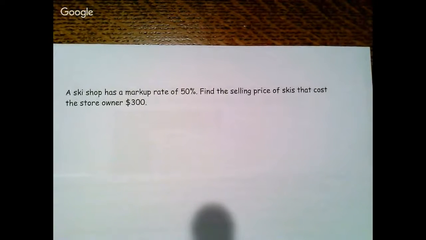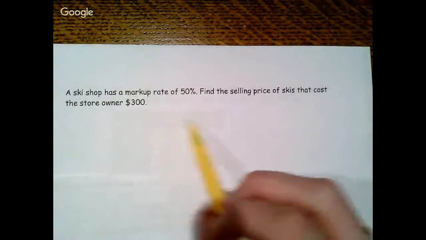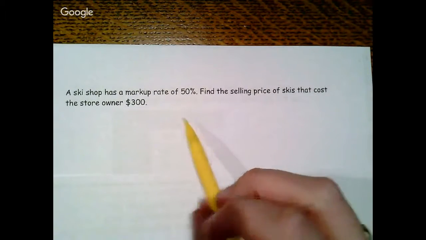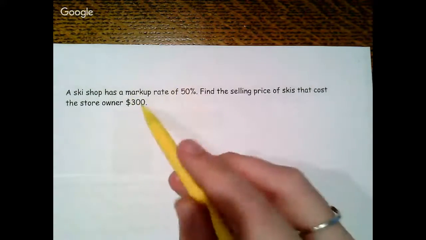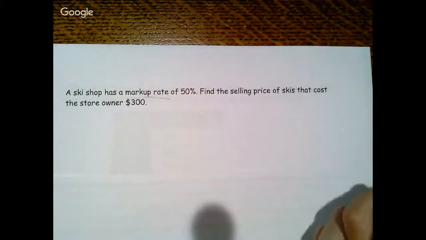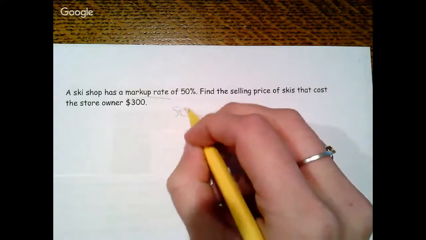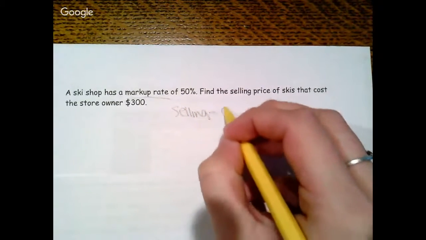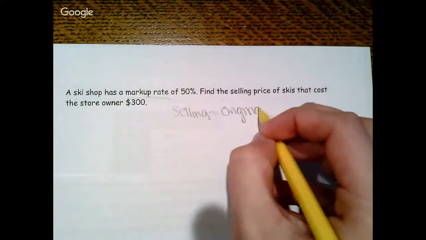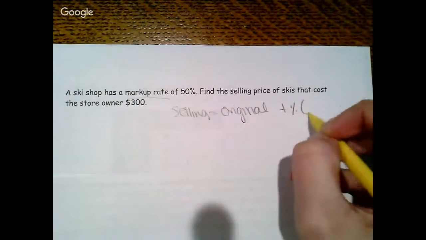All right, welcome back. You should have got $450 is how much he's selling it for. If you didn't, watch as I go through this problem to see where you might have made your mistake. So markup rate. I know instantly when I see that markup rate that I'm going to use the equation selling equals the original. Now it's a markup, so it's going to be plus the percent times the original.